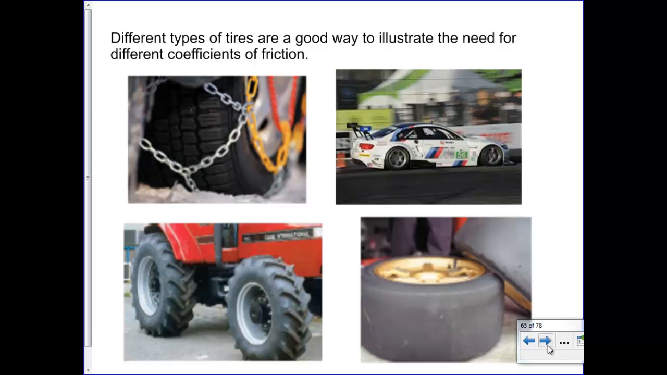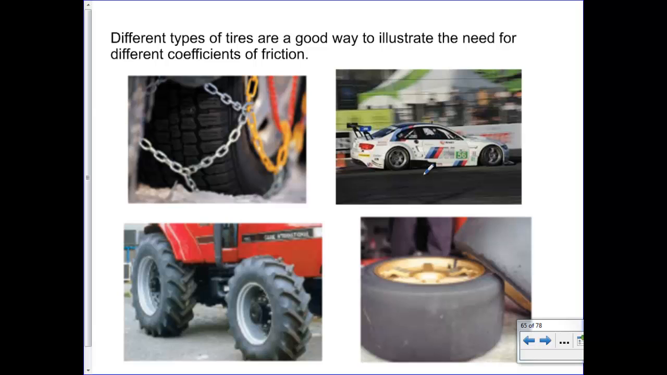It's actually not hard to do for calculations. I got one more picture, then we'll do some calculations. Tires are a great example of the need for different coefficients of friction. If you are a race car driver, do you want a lot of friction? No, you want to limit that as much as possible. You've got a heavy race car, and that heavy race car is pushing down into the ground. Because it's heavy, there's going to be a lot of friction.